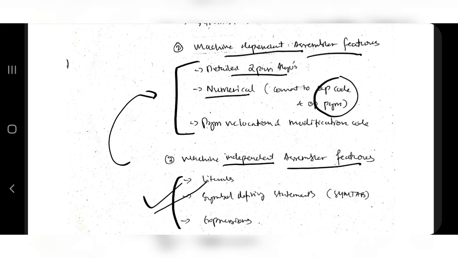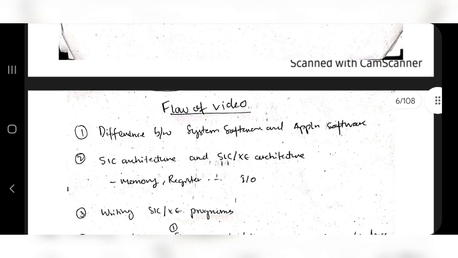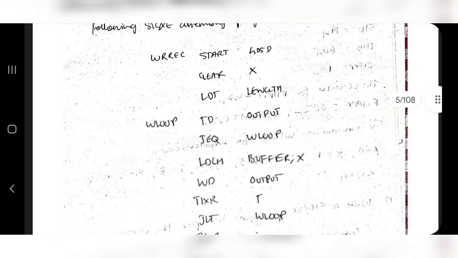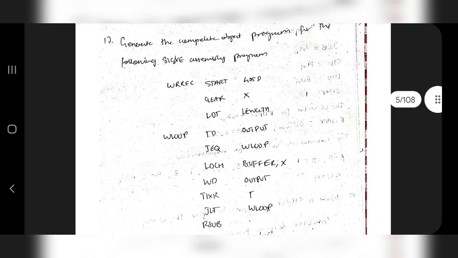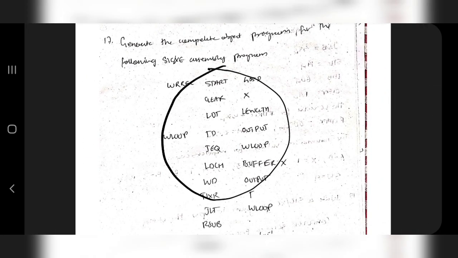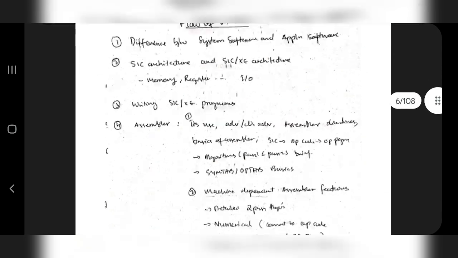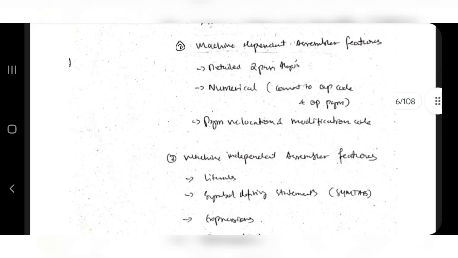Okay, convert the opcode and the op program, which I showed you in the question paper, right? Like this thing. Okay, this is the thing which you are expecting. This is the SIC program. This program should be converted to object program. That will be dealt under the topic machine dependent assembler features.